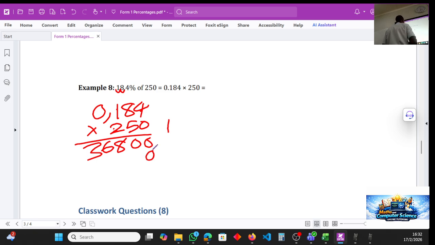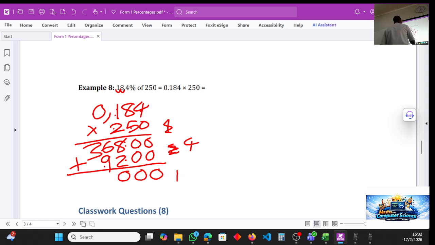Multiplying by tens, so that's 50. 5 times 4 gives us 20. 0, carry 2. Then 5 times 8, that's 40, plus the 2 we carried, it's 42, carry 4. Then 5 times 1 is 5, plus the 4 we carried, that's 9. So when we sum in line, we have 0, 0, 8 plus 2, that's 10, carry 1, 9 plus 6, 15, plus the 1 we carried, makes it 16, carry 1. So we end up having 46,000.